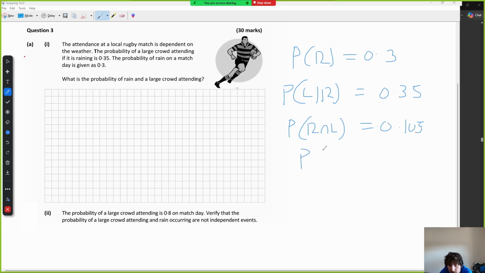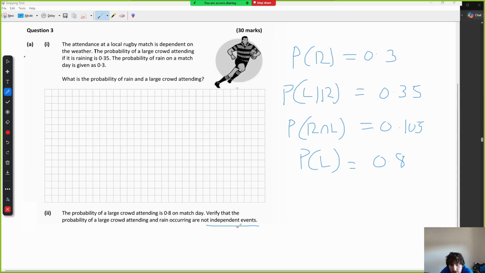Now we've been given another thing. We've been given that the probability of a large crowd attending on any match day is 0.8. So now we're asked to verify that the large crowd attending and it raining occurring are not independent. So how would you do this?